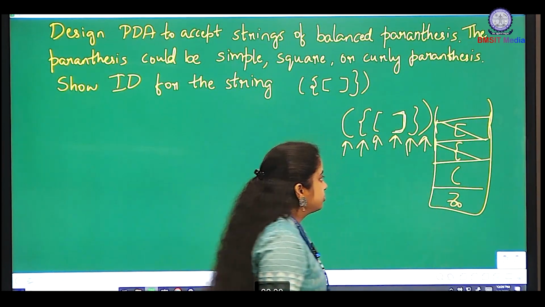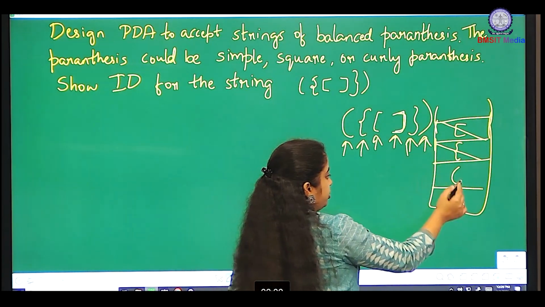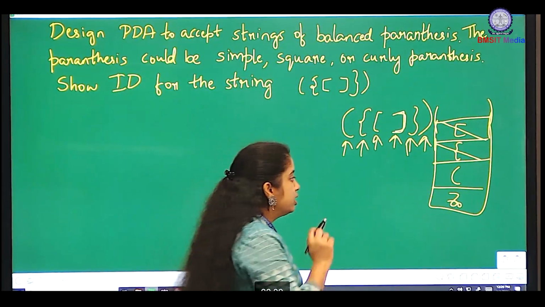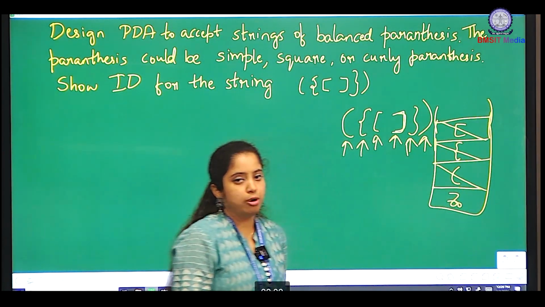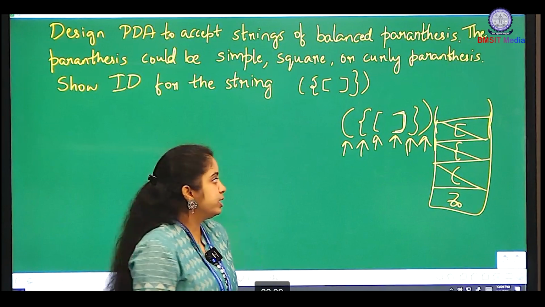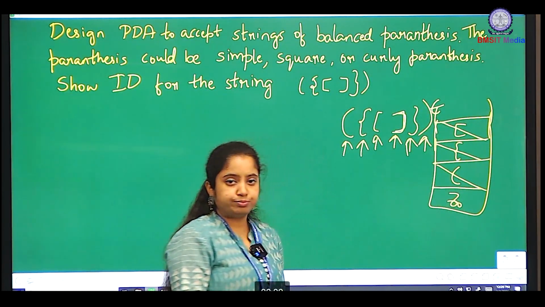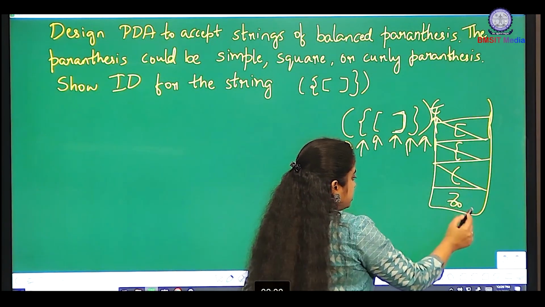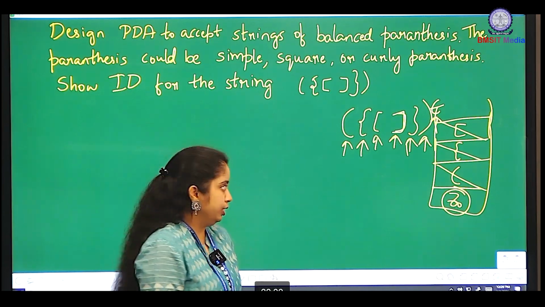Next, again you are reading a simple closed parenthesis, you have to find a corresponding open parenthesis in the stack. Yes, we see that. So this also will be popped out. Next, you reach the empty string, the end of the string. When you reach the end of the string, in the stack there should be Z0 only.